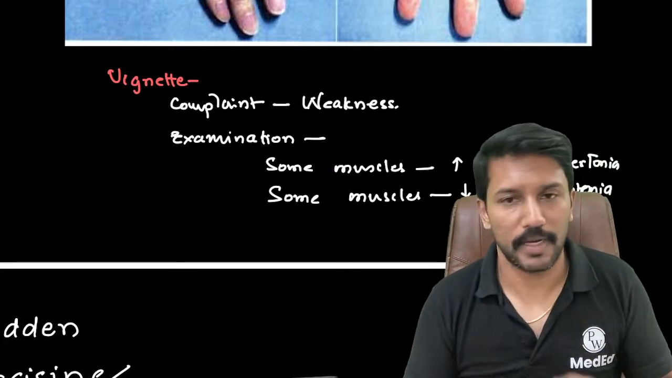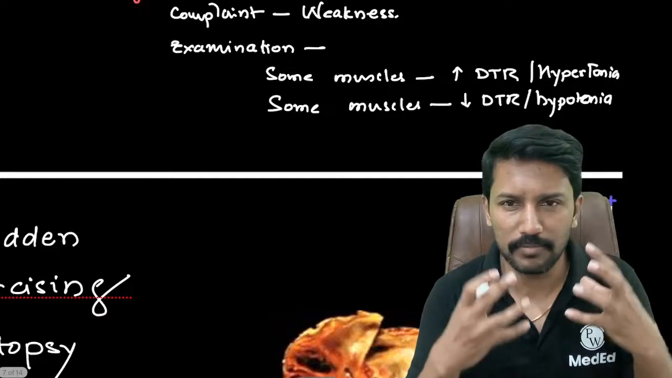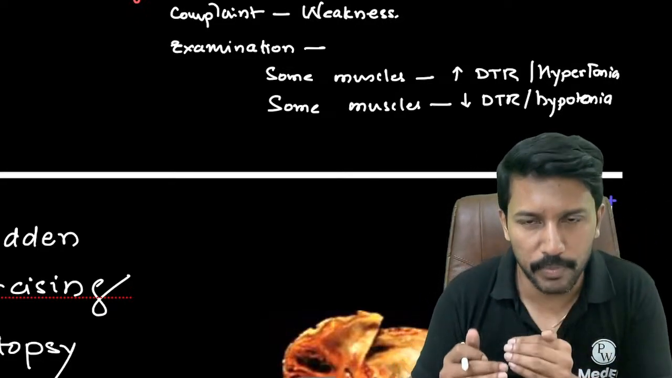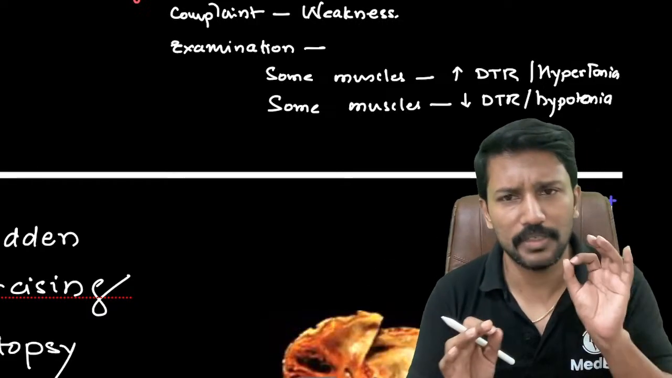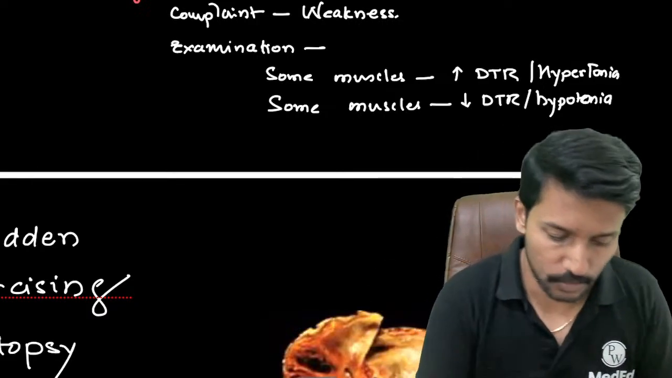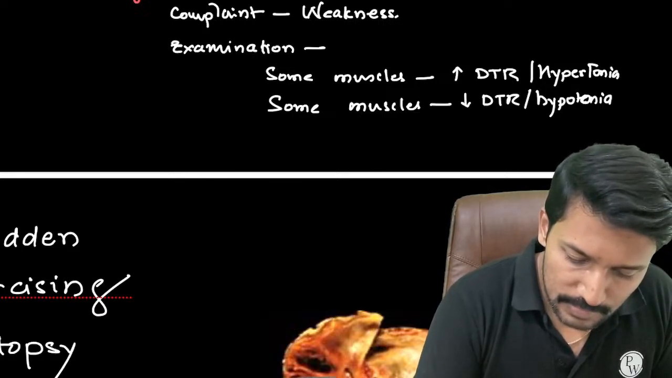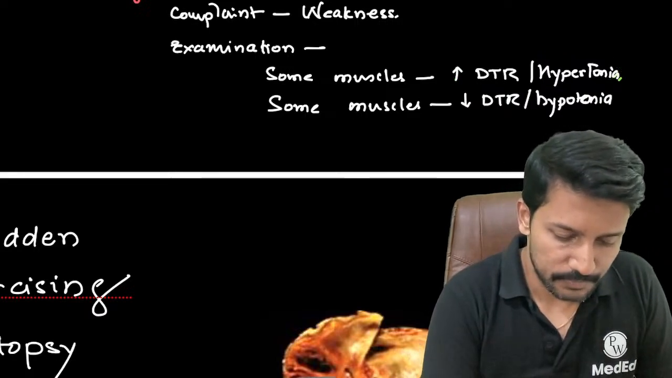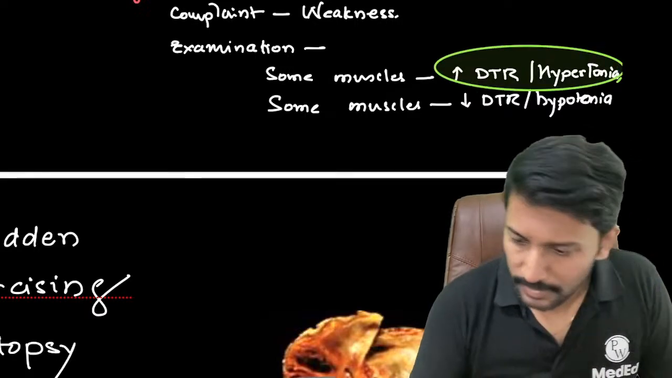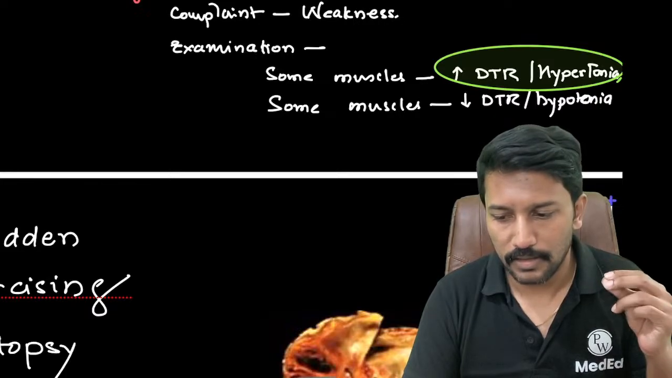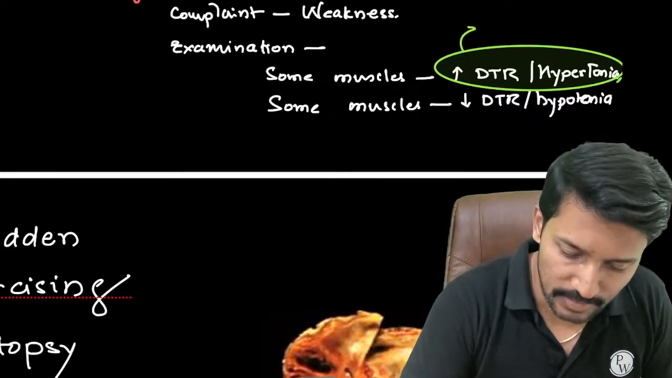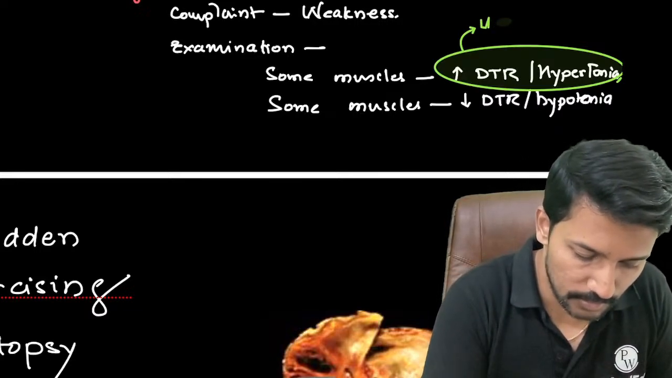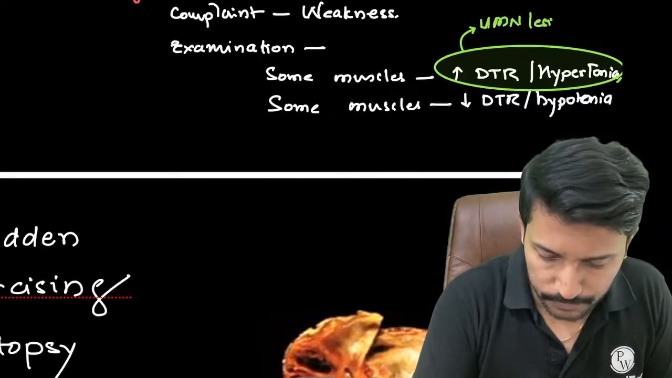So now what disease should come to your mind? This is a very classical story. Some muscles showing hypertonia and exaggerated deep tendon reflexes, some muscles showing diminished deep tendon reflexes and hypotonia. Any question you get like this, what should come to your mind? Good. So when deep tendon reflexes are exaggerated and we have hypertonia, what does that indicate? I think someone pointed out, right? Sachin Rajput, absolutely right. It indicates that there is damage to the upper motor neuron. There is an upper motor neuron lesion.